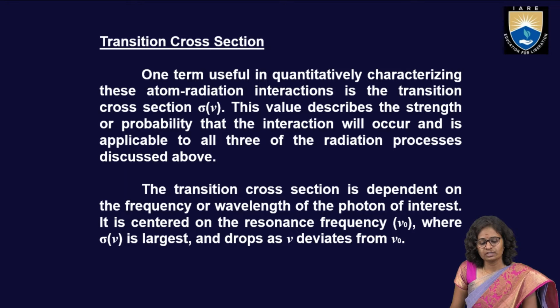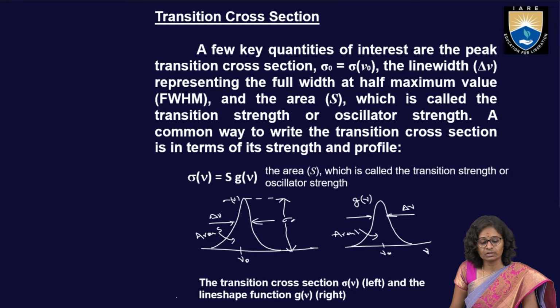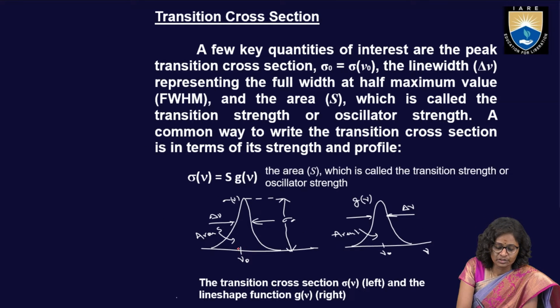The transition cross-section depends on the frequency or wavelength of the photon of interest. It is centered on the resonance frequency nu naught, where sigma nu is largest, and drops as nu deviates from nu naught. Here you can see that at nu naught the transition cross-section is maximum. When it deviates from nu naught, the cross-section decreases.